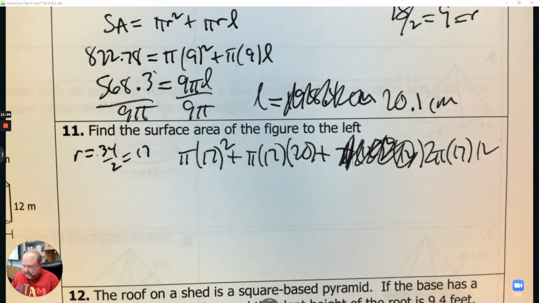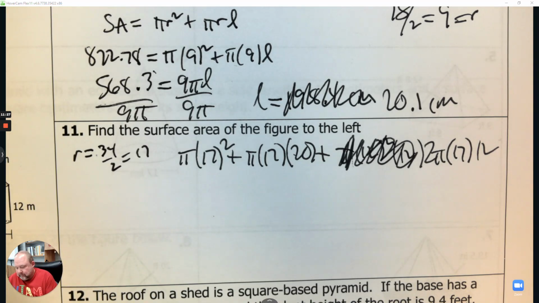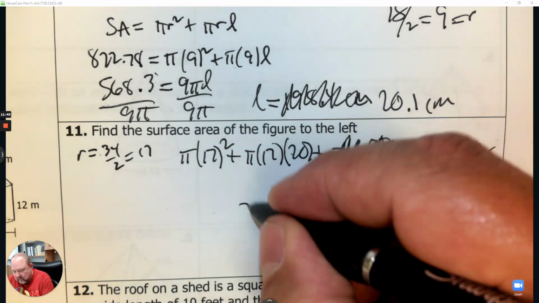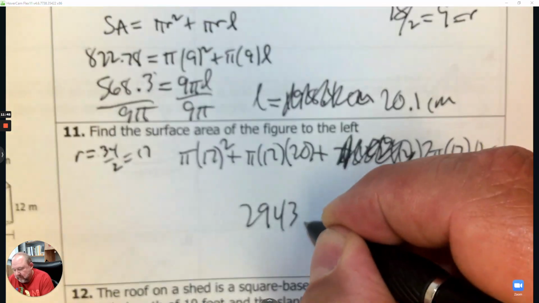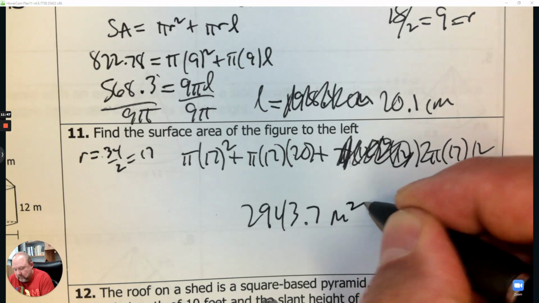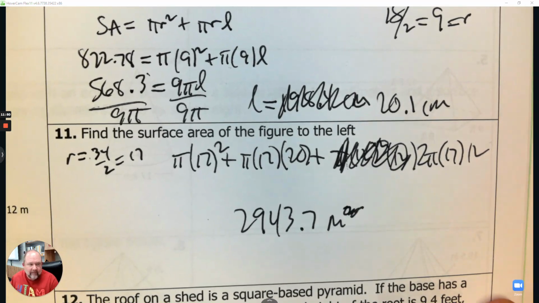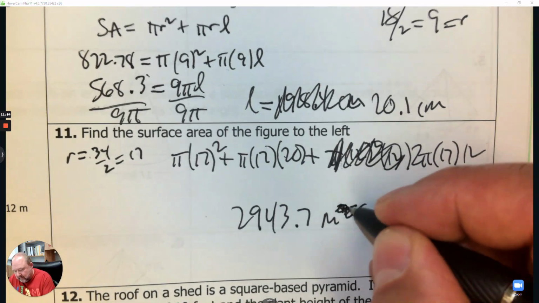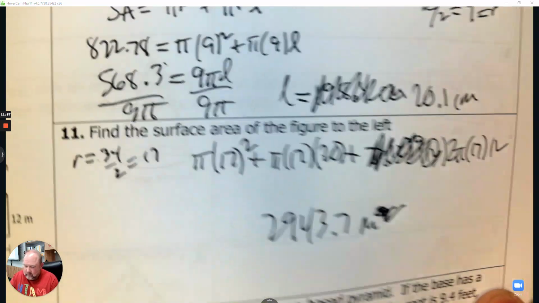All right. And you get 2,943.7, and that's meters squared. No, meters, just for the slant height. Oh, sorry, meters squared, because you're finding the area of it. Good.